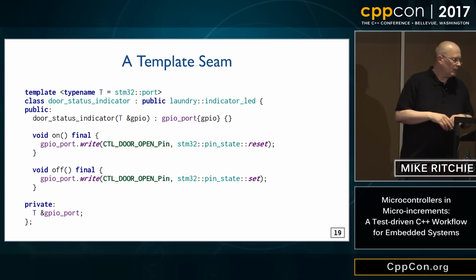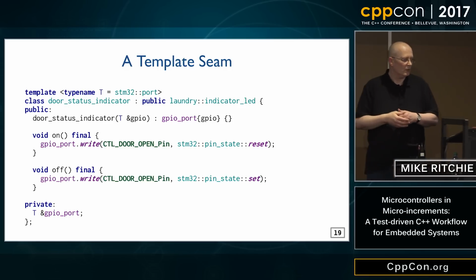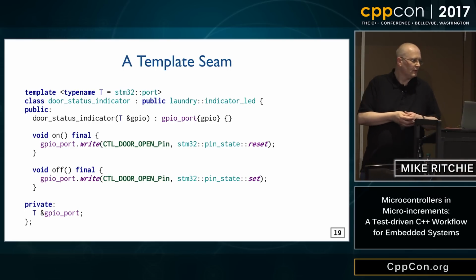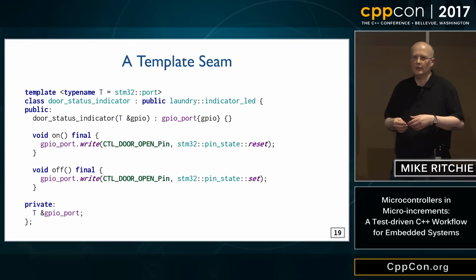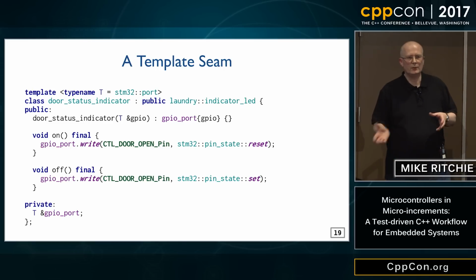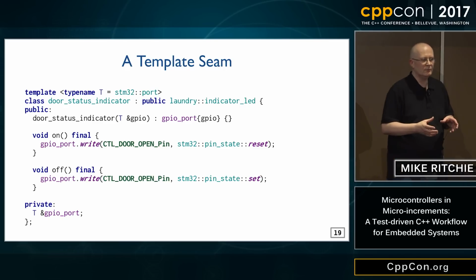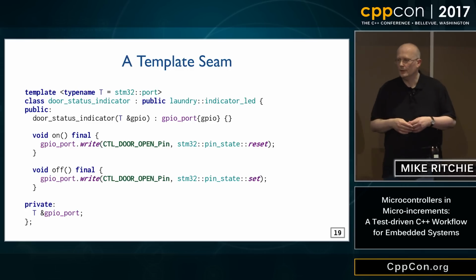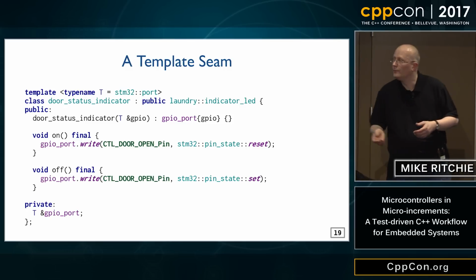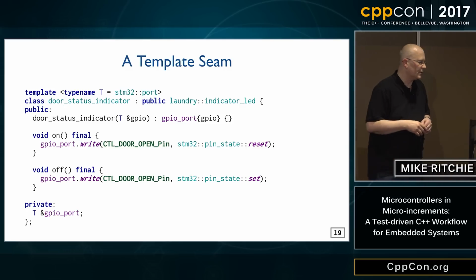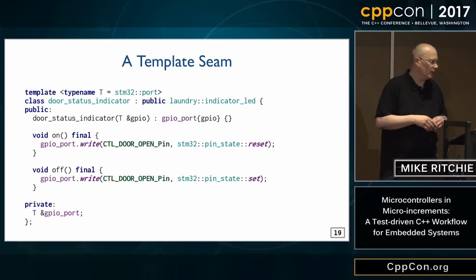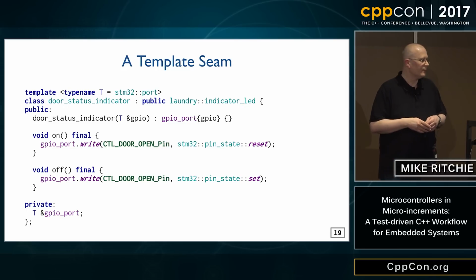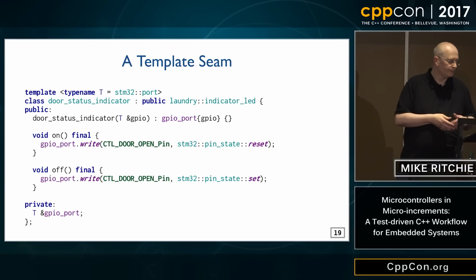So in this case, our door status indicator for a washing machine design has a couple of methods, on and off. It requires the services of GPIO, which is actually quite a large type, but we only need to mock to substitute the things that we're using. Okay, so we're only using the write function in this case. So our mock object can be very small. We can define that within our test case. Construct our object parameterized with the mock rather than the GPIO type, and we're good to go.